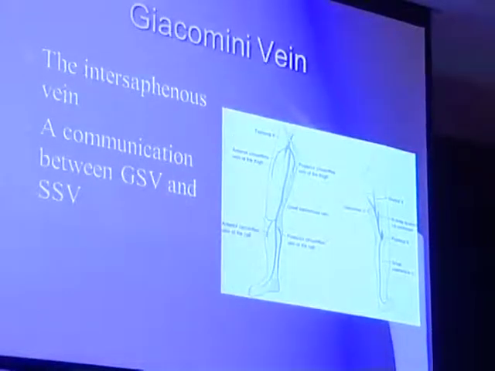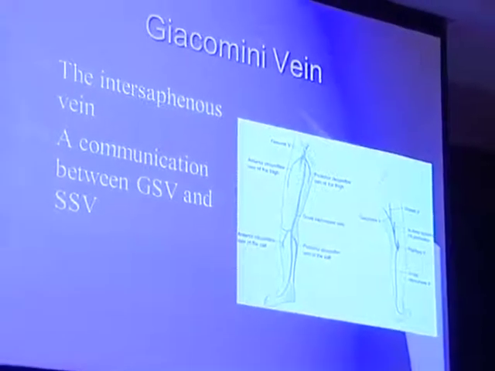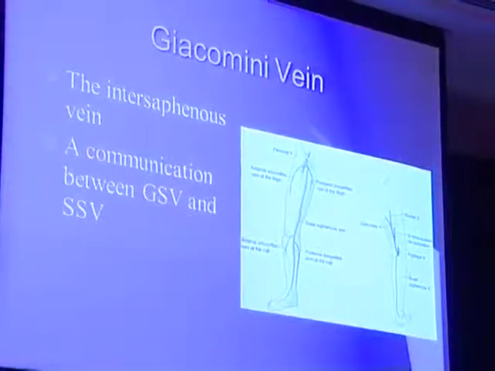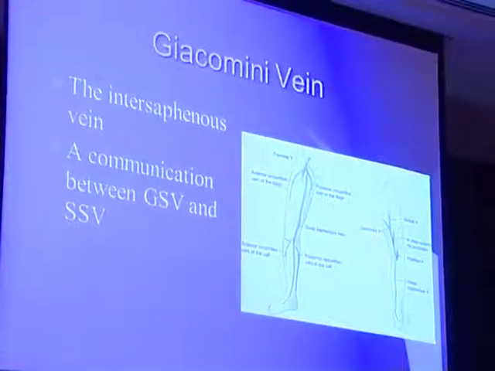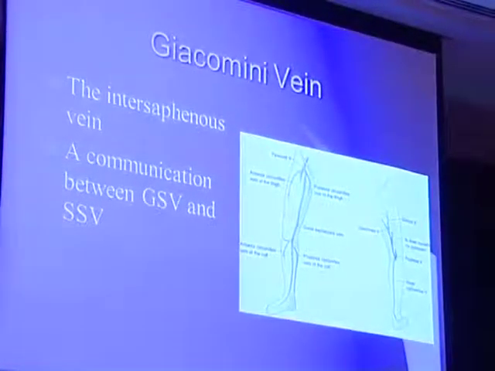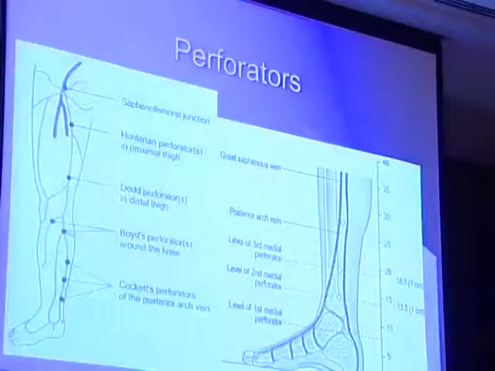The vein of Giacomini, as you know, is the intersaphenous vein. It's really the connection between the small and the great saphenous vein. And this can basically be a cause of recurrence of disease, something we need to be aware of when we treat these venous insufficiencies.